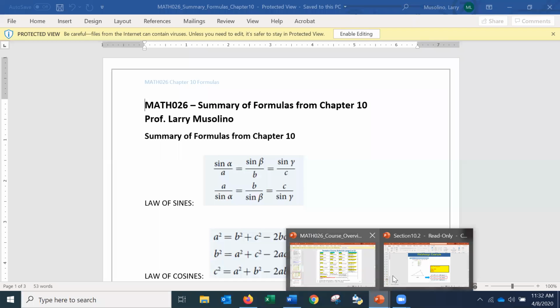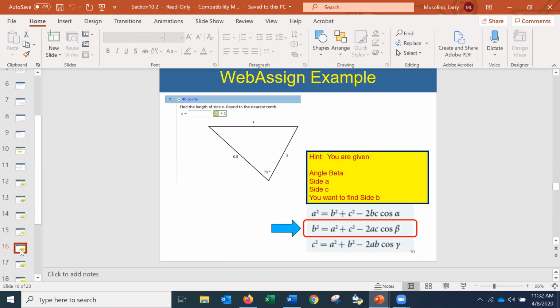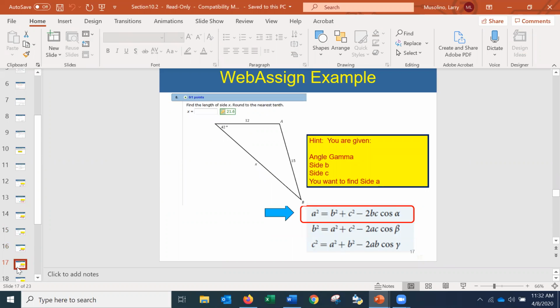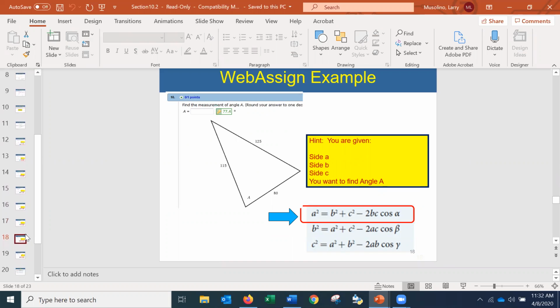All right, let's do a few more examples. Let me see what might be different. I think we did some of these. How about if we take a look at this example? I don't think we did this one. So this one says, find the measurement of angle A.